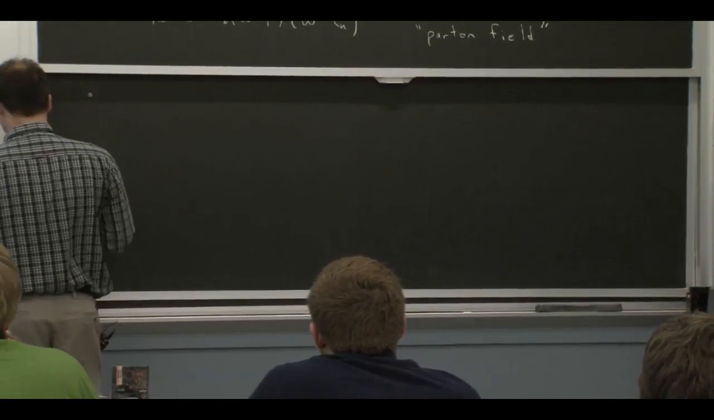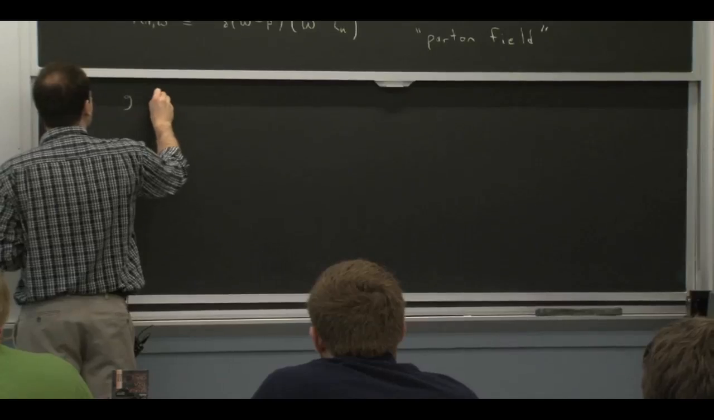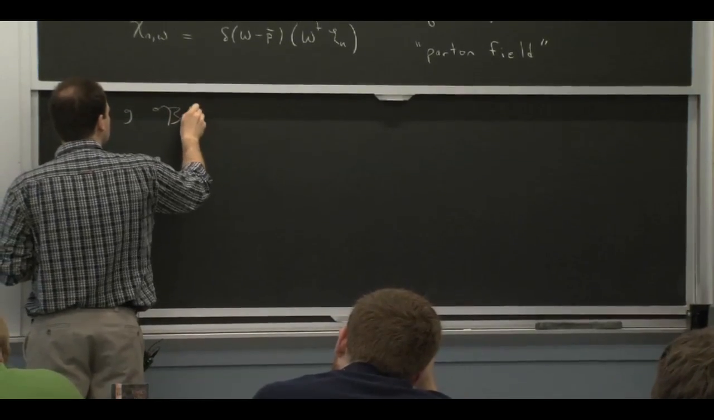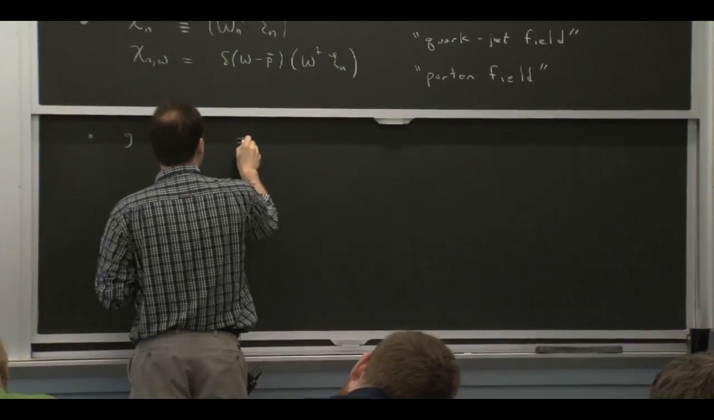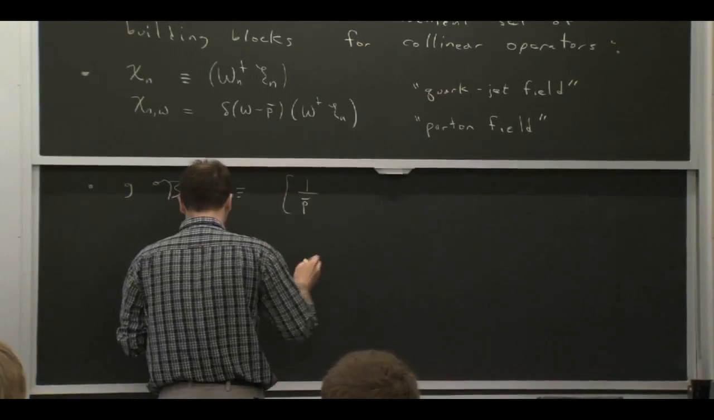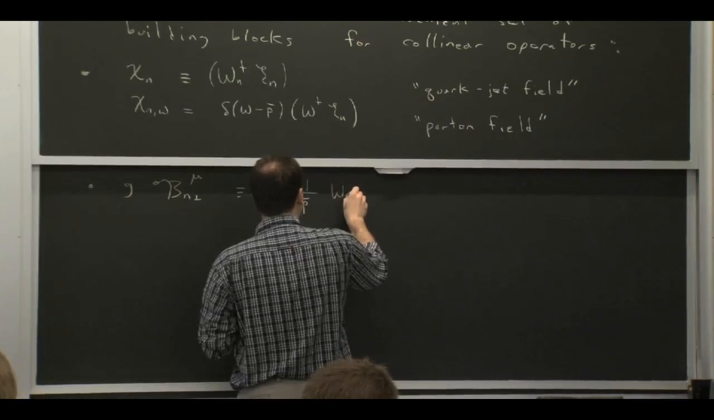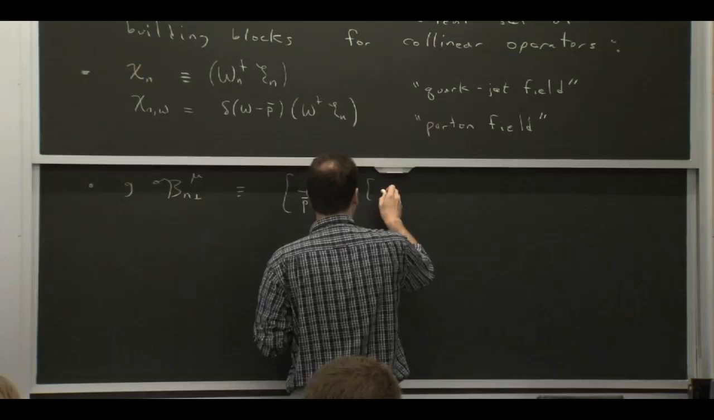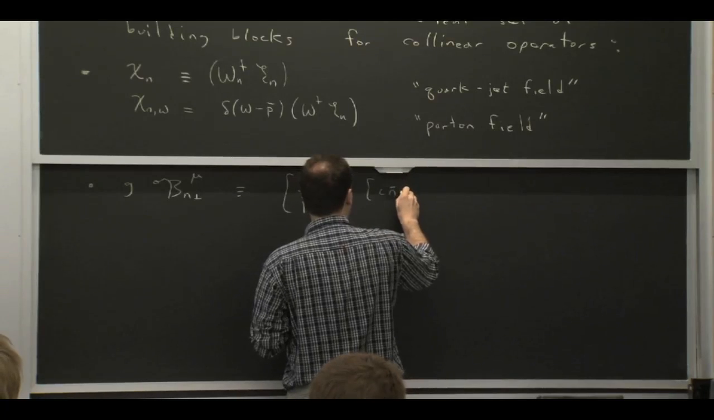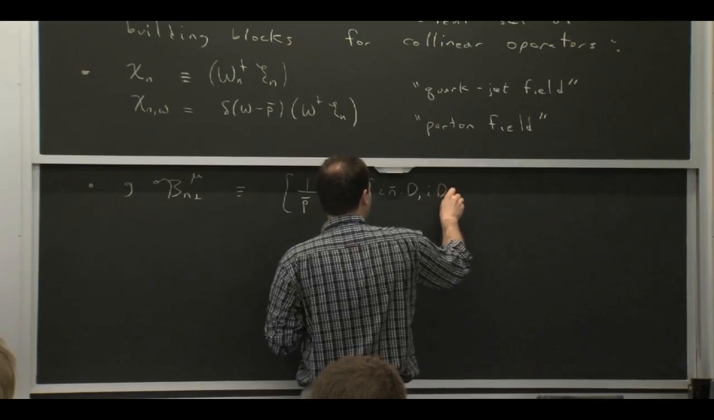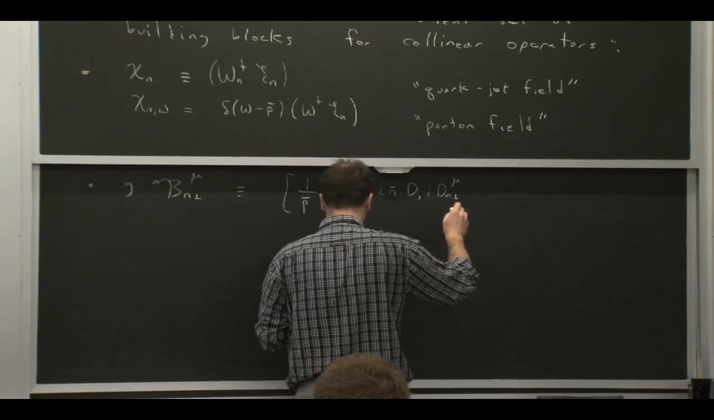We can do something similar for the gluon, which is a curly B. And I'm going to define it. If we wanted to get a gluon, the natural thing is to use a field strength, because then you get a gluon without any derivatives. But I want my object to be dimension 1.